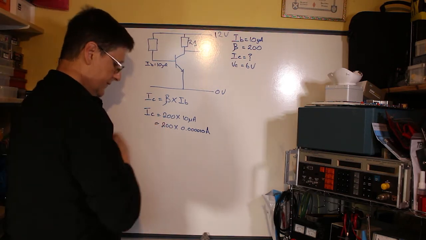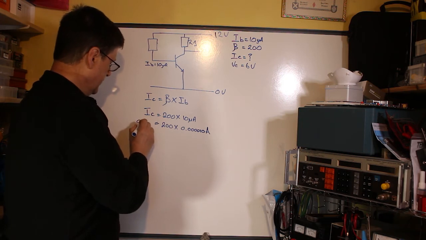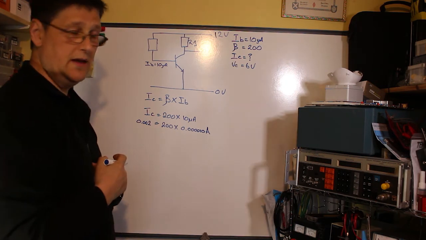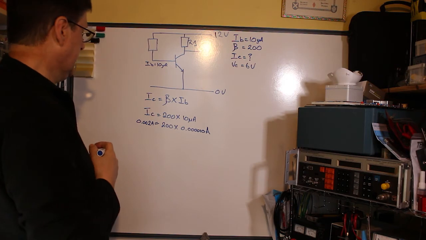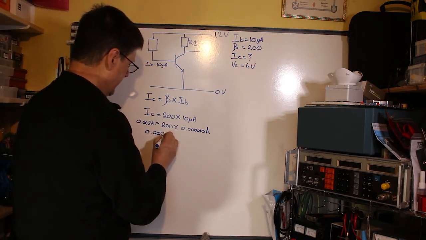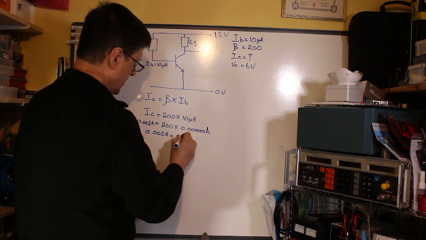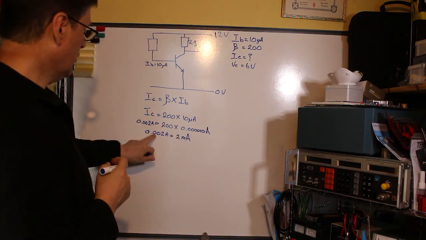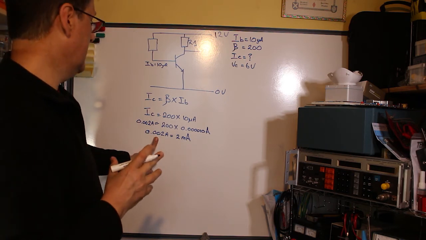And when we do that, the value that we get is 0.002 of an amp. 0.002 of an amp equals 2 milliamps. But we're going to keep it in our amp value because we're going over to another formula now.